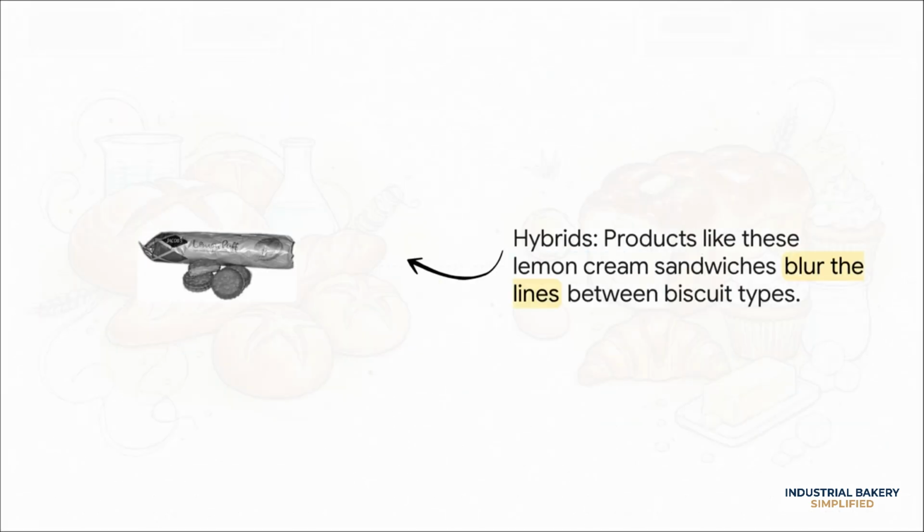And finally, you get the awesome hybrids. A Jaffa cake is a perfect example. Is it a cake? Is it a biscuit? Well, it's kind of both. It sits right on the borderline with a fatless sponge cake base and that biscuit-like topping. These products are all about blurring the lines to create a totally unique experience.